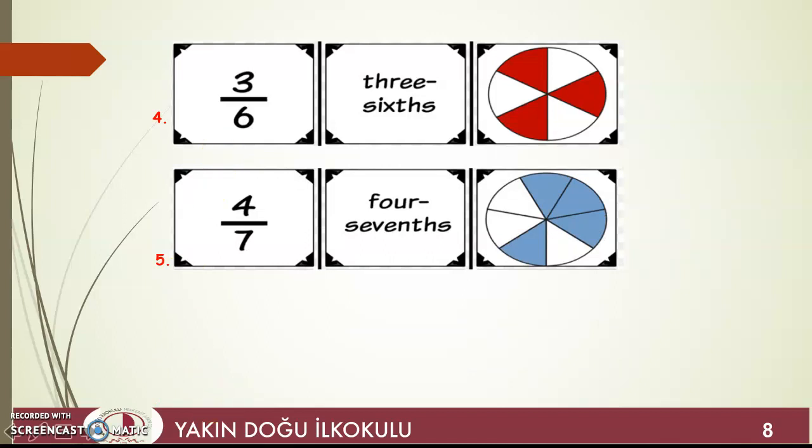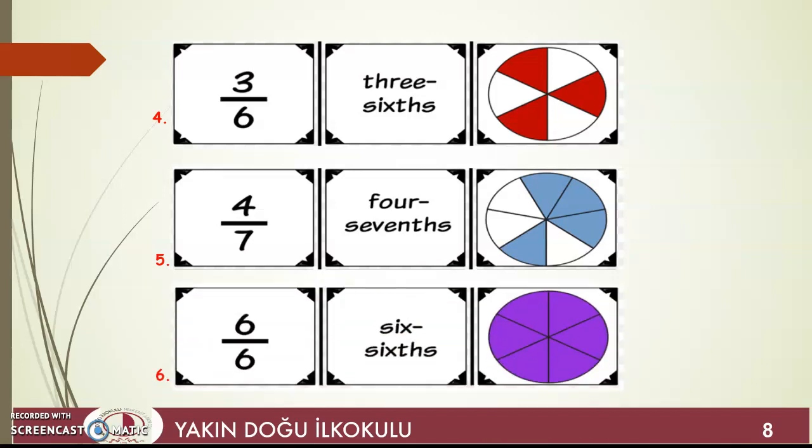Fifth example. How many numerators are there, children? There are 4. How many denominators are there, children? There are 7. 4/7.